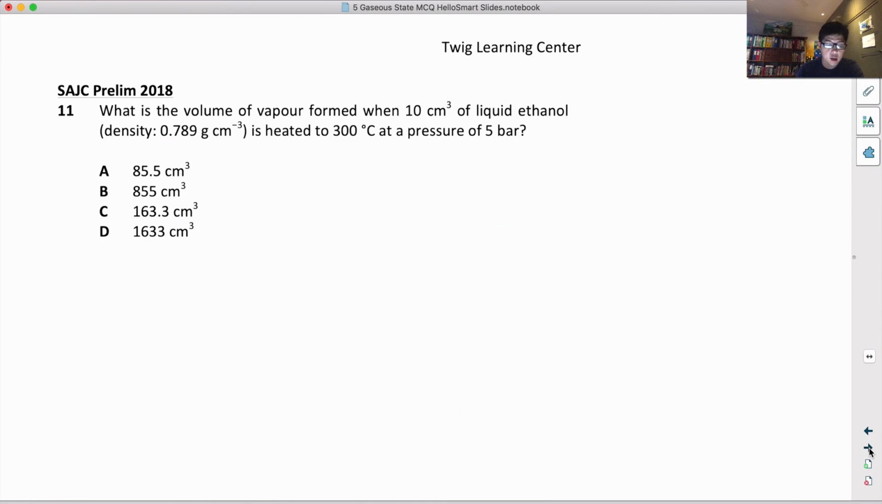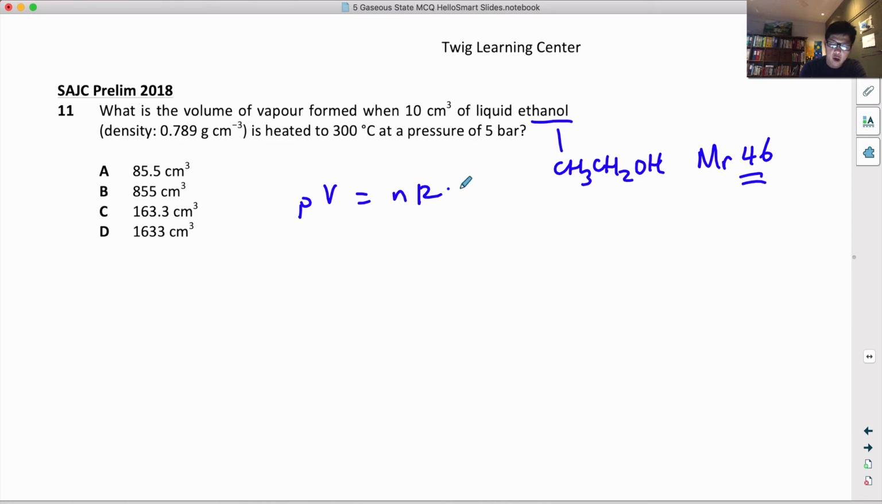Okay, let's move on. Question 11. What's the volume of vapor formed when 10 cm cube of liquid ethanol? So you need to know what's ethanol. Ethanol has a formula of CH3CH2OH. This is ethanol. So the Mr of ethanol is actually 46. You work it out. It's 46. So let's try to use the formula PV equals nRT. So they want you to find out what's the volume. So this is the unknown.